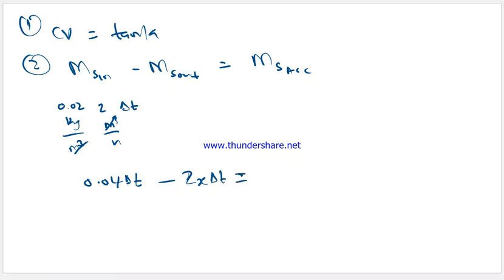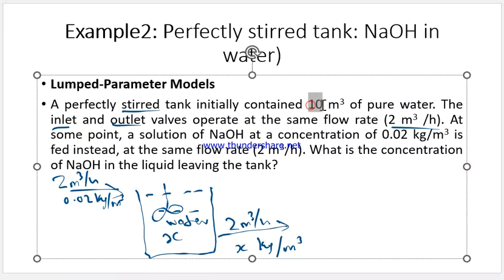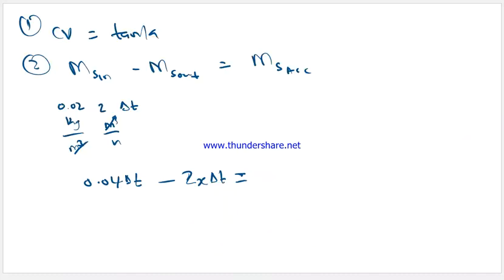The mass of sodium hydroxide accumulating inside the tank is equal to what is the volume of the tank? 10 meter cube. And remember, it doesn't change. Why does it not change? Because 2 meter cube is coming in, 2 meter cube is going out. So that means the volume is constant. So therefore, we have the change in mass of sodium with time multiplied by delta T.